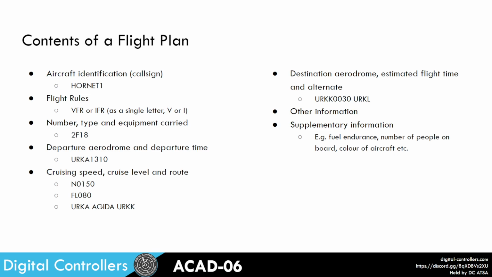We can then have any other information regarding the flight, and then any kind of important supplementary information. So this could include fuel endurance, the number of people on board, the color of the aircraft, and this can all assist any search and rescue operations that may be, hopefully not, but may be required.